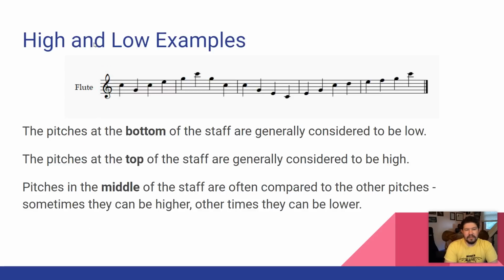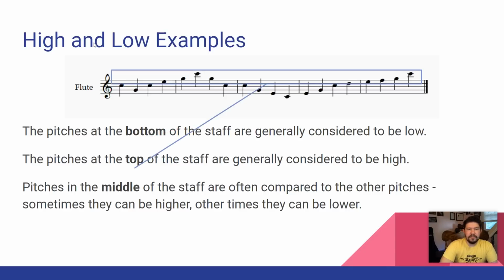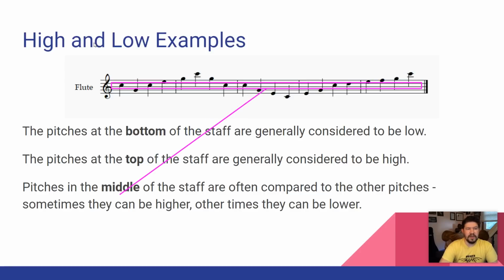The pitches at the bottom of the staff, these right here outlined in that pink color, are generally considered to be low pitches. So we do have some notes that fall into that category. The pitches at the top of the staff, outlined in blue, are generally considered to be higher pitches. We have some in that category as well. Pitches in the middle of the staff, between those two boxes, are often compared to other ones. They can sometimes be higher, but other times they can be lower, depending on the pitch that they are being compared to.